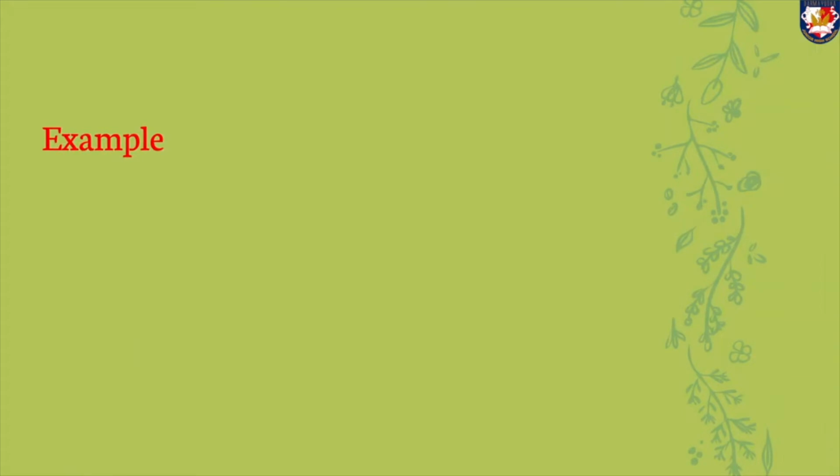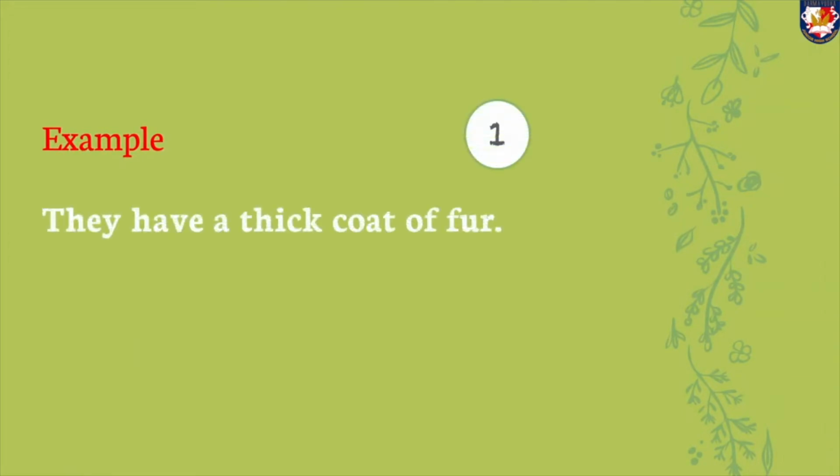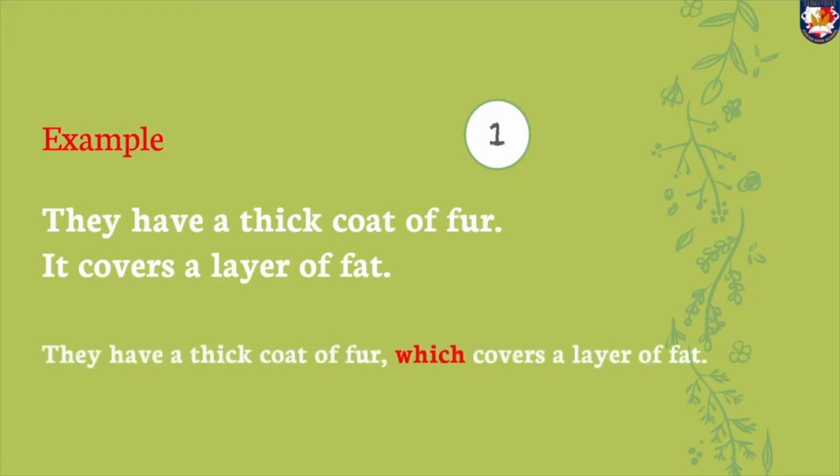I have another example. The first sentence is, they have a thick coat of fur. And the second sentence, it covers a layer of fat. How do we combine these two sentences by using which? Yes, of course, by erasing the use of it, and the sentence becomes, they have a thick coat of fur, which covers a layer of fat.